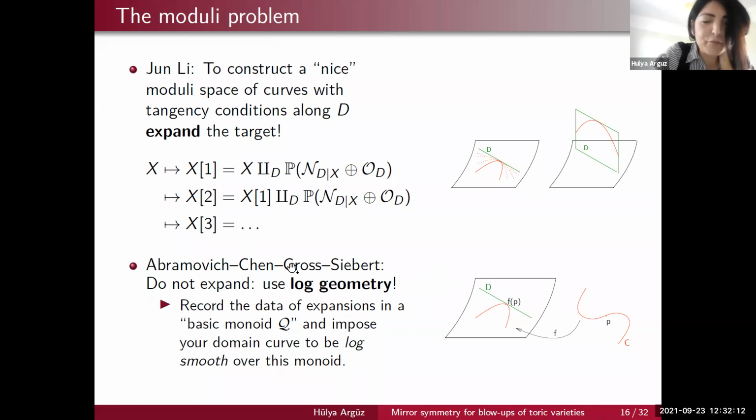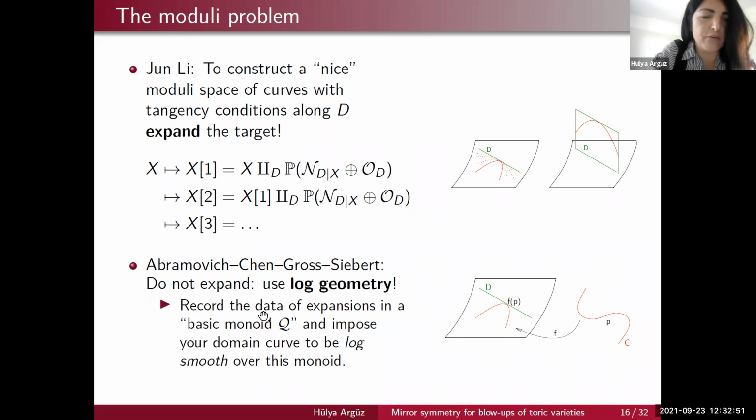And what Abramovich, Chen, Gross, Siebert do is they don't expand the target, they don't change the target, and they can do things in more generality when D is not smooth. I should say that I was recently trying to understand a lot of things in Jun Li's paper. I really admire this paper now, especially the degeneration formula of Jun Li. I noticed that a lot of people try to make generalizations of the degeneration formula without paying attention to it. I think it's an amazing paper.